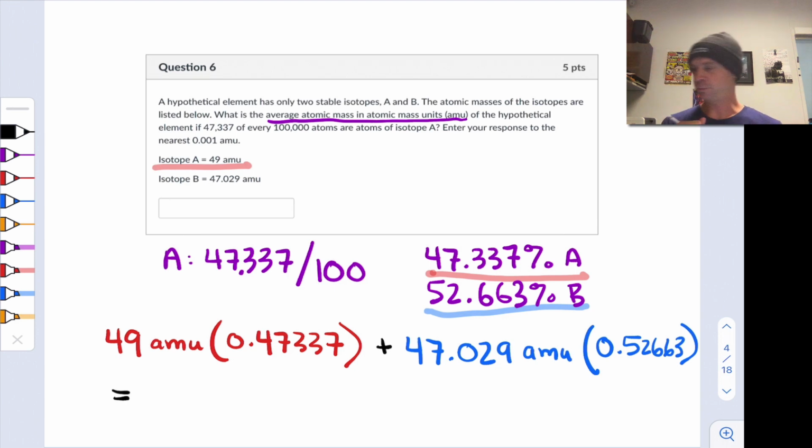Doing this math and multiplying everything out, we end up with 47.962 atomic mass units for the average atomic mass. And as kind of a sanity check here, this makes sense. The sample's roughly half A and half B, and the average atomic mass at 47.9 is close to halfway between 47 and 49. So it makes sense here that our average atomic mass is about 48 AMU.